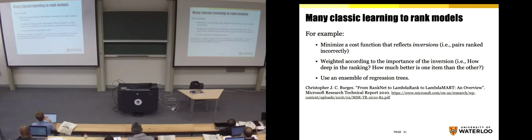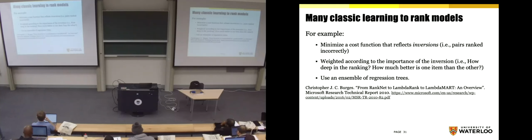Here's a vector that represents an item in the collection. Here is a query, and here is another item. Basically, we know one is better than the other. So for learning to rank models, we want to minimize some kind of cost function that often reflects the fact that the ranker flipped things. There's a penalty for flipping them.